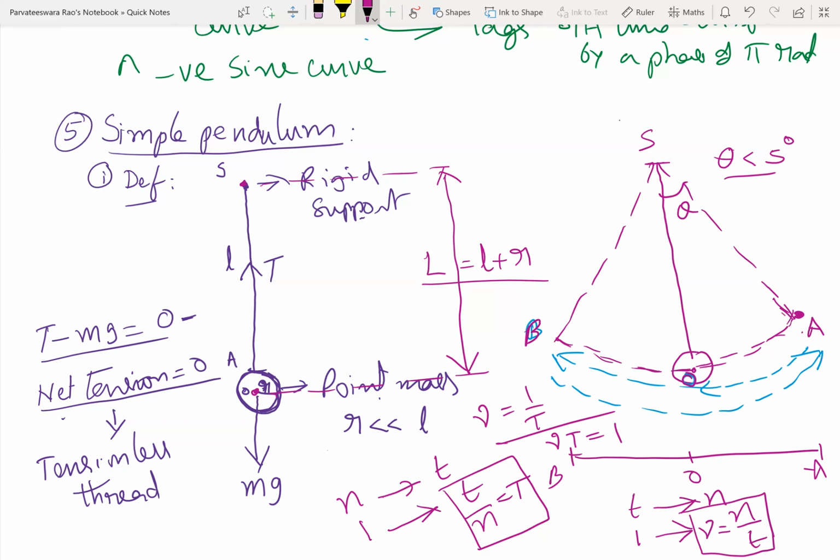I already gave you the definition of simple pendulum. Next is length: the distance of the point of support from the center of gravity of the bob is called the length. If small l is the length of the thread and r is the radius of the bob, the length of the pendulum becomes l plus r.